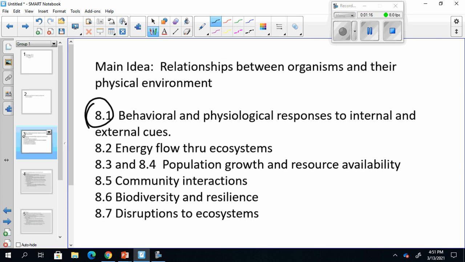Then we'll get into community interaction. So how do different species work together? Like symbiosis and predator-prey relationships, things like that. Then into biodiversity, so the number of different species you have in an area and how that is related to resilience, both of the ecosystem and each population within it. And then lastly, we'll focus on human impact to the environment and disruptions that have happened.